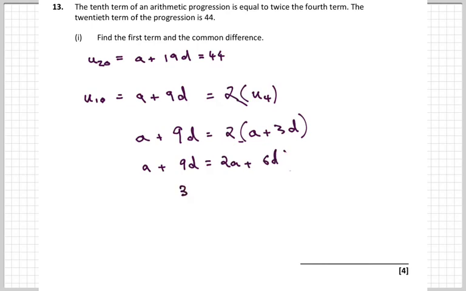And continuing, we can subtract 6d from both sides to give us 3d, and subtract a from both sides to give us a on the right-hand side. So I subtracted a from both sides and 6d from both sides. So I know a relationship between a and 3d now.